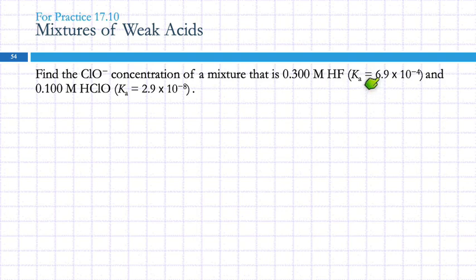So look at these equilibrium constants here, the Kas. These differ by a factor of 10,000, 10 to the 4, right? So those are really different. And these concentrations are similar. So if we were calculating the pH of this solution or the hydrogen ion concentration, we could just focus on the stronger acid and get our answer. But that's not what they're asking us for. They're asking us for the concentration of ClO minus, which is the conjugate base of the weaker weak acid.